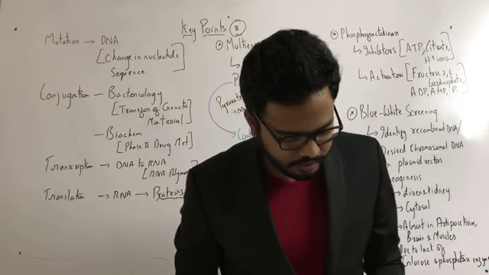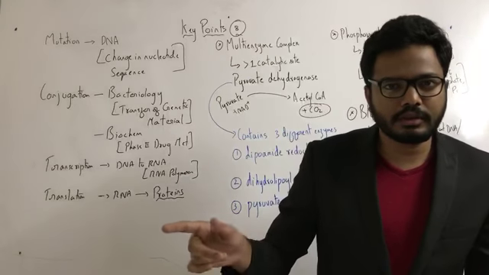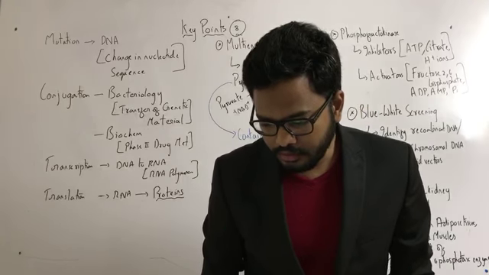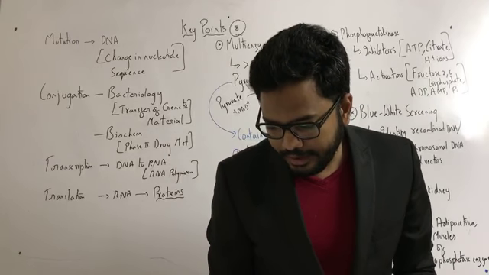So coarctation of aorta, option D. It's nothing but narrowing of the aorta, right? Also called aortic narrowing.